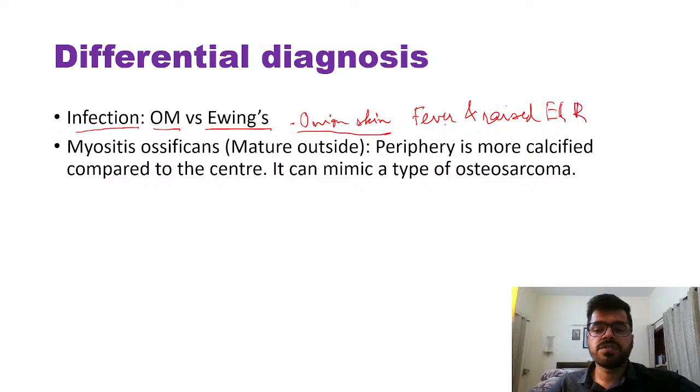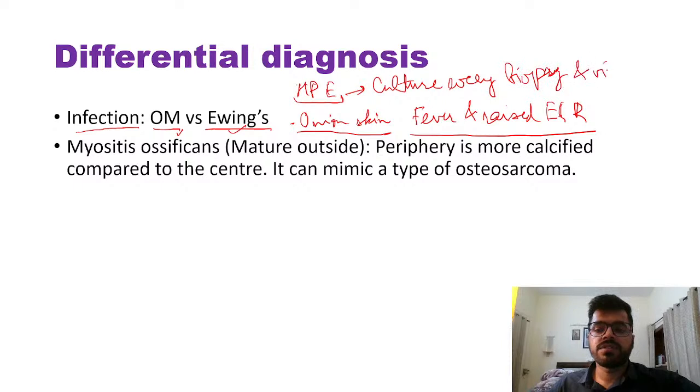So sometimes it becomes difficult to differentiate between osteomyelitis and Ewing's on the radiology. That's why we need histopathologic examination. That's why there's a dictum which says culture every biopsy and vice versa.